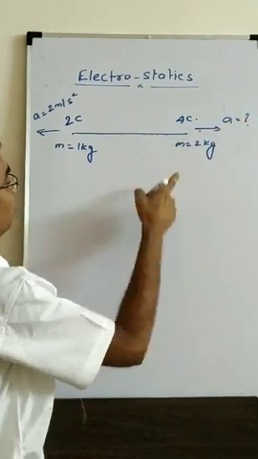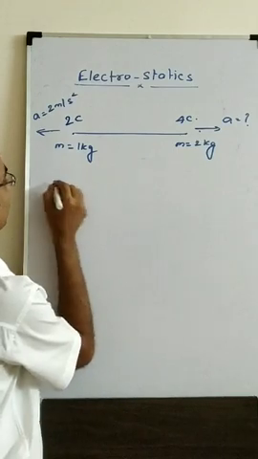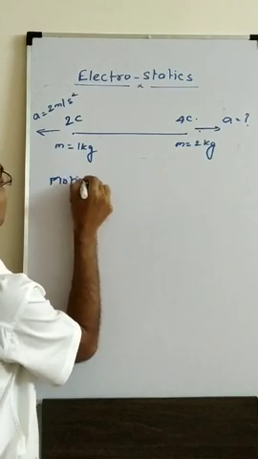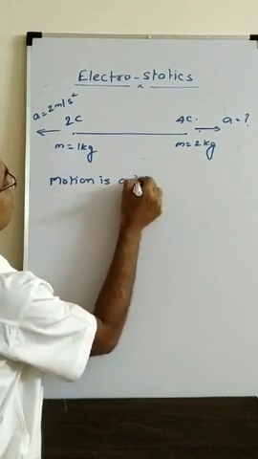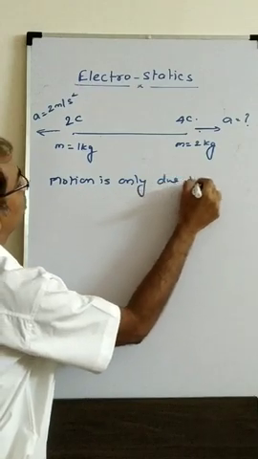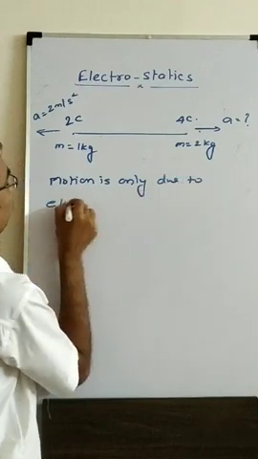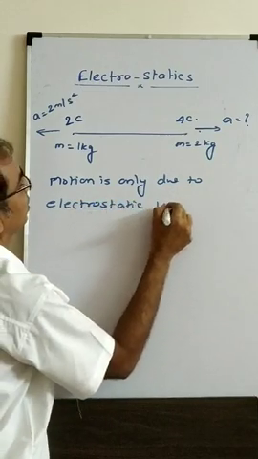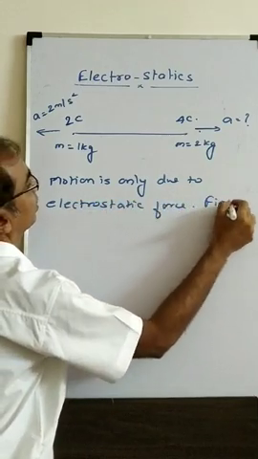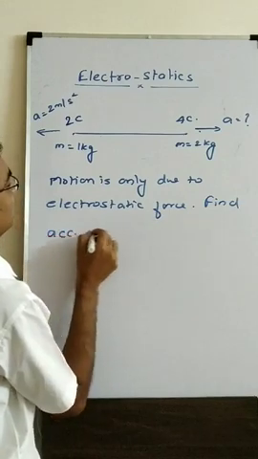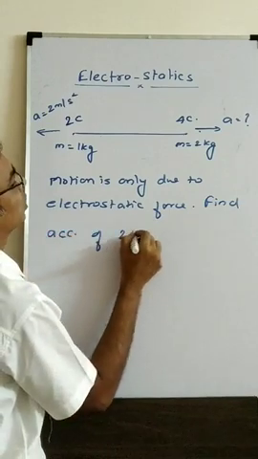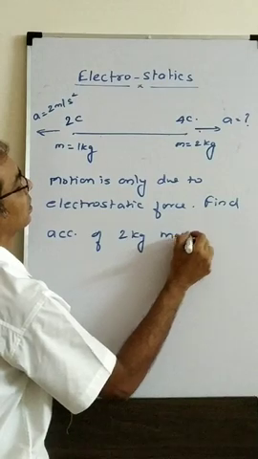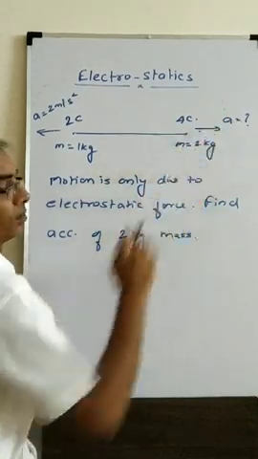The motion is only due to electrostatic force between them. Find the acceleration of the 2 kg mass. Okay, what is the acceleration of this? How to find it?